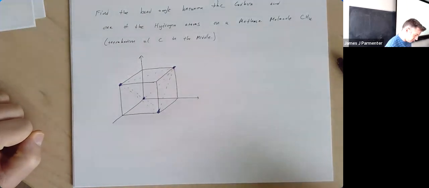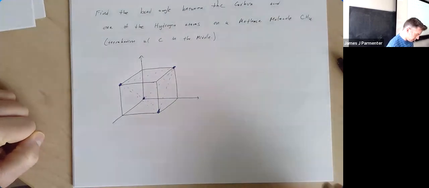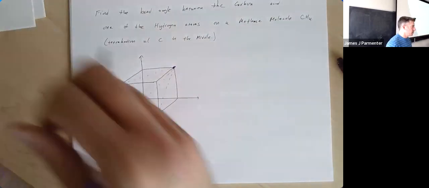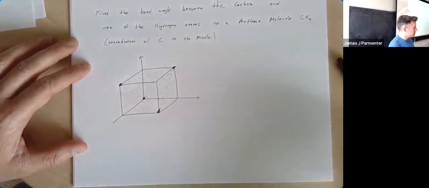You can kind of see, you've got four triangular faces, right? The one there, the one there, the one there, the one there. And then we're going to put the carbon in the middle. So let's give these things some names.